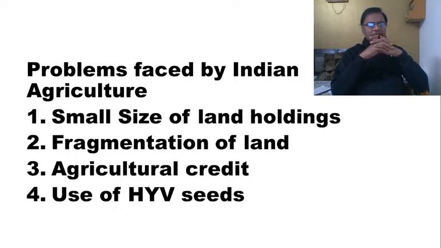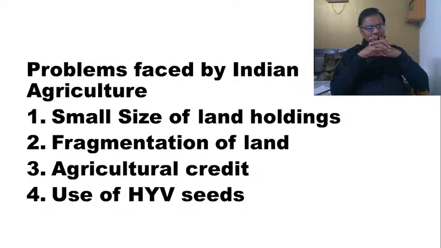Now, what is the problem here? The problem here is that the land is still registered in the name of the landlord, and these tenants are tilling the land. Tomorrow, if they have to get credit, if they have to get loans, there is no way that they can get loans from institutional sources. This is where we talk about agricultural credit. What do we mean by that? There is no way that they can get loans from banks.